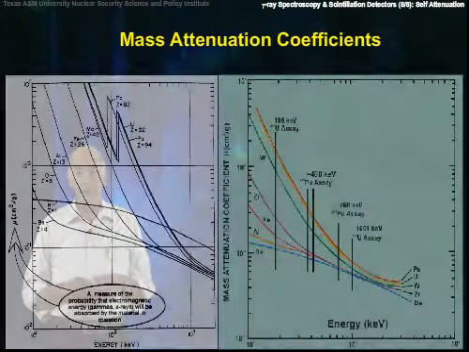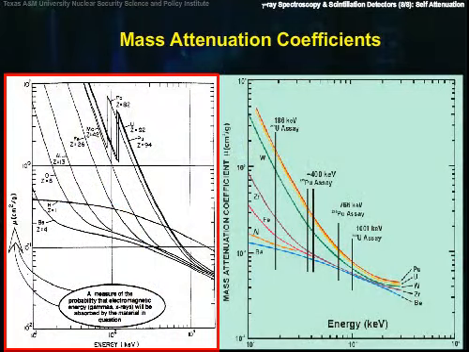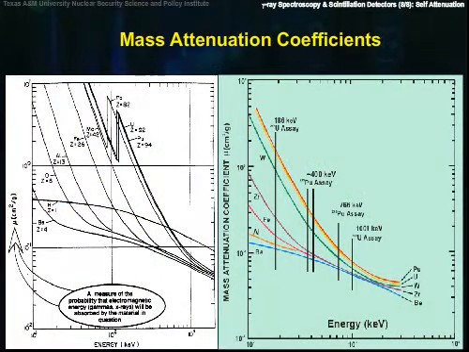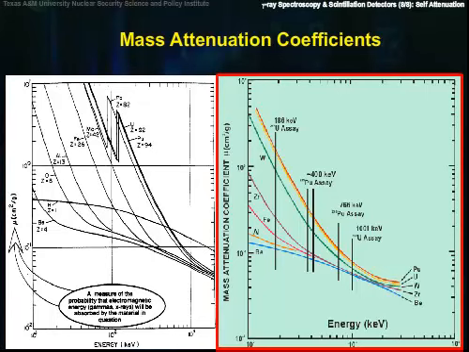Graphs of the mass attenuation coefficients are shown here, and the second graph gives the mass attenuation coefficients for gamma energies of interest for those of us monitoring special nuclear materials as a function of shielding material.